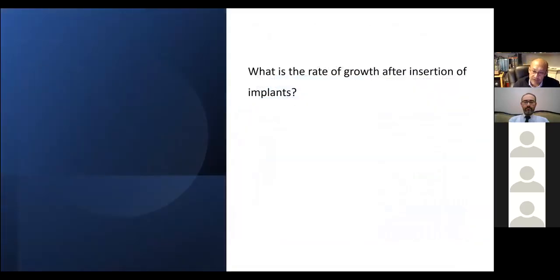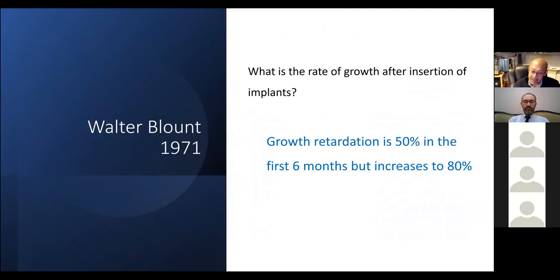What is the rate of growth after insertion of the implant? Well, actually, this is why I said we'd come back to Walter Blount, because Walter Blount found the answers to this through following his patients. You remember when I presented his first paper, when he introduced the technique using staples, that was 1949. Another important paper he published in 1971 documented his experience of the technique. And he found, by following his patients, that about 50% of growth retardation occurs in the first 6 months, and then it increases to about 80%.